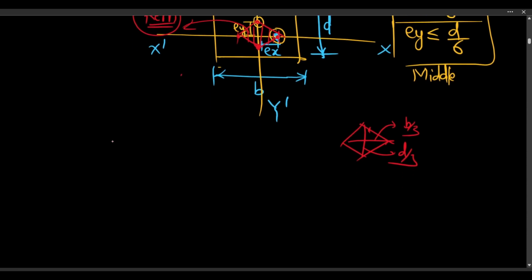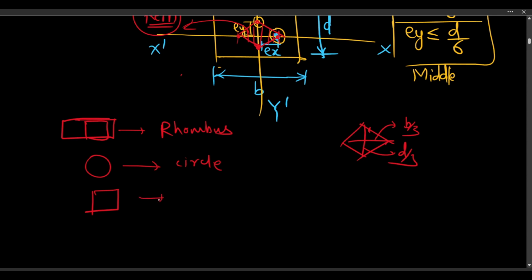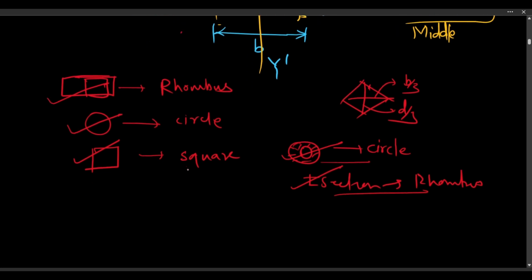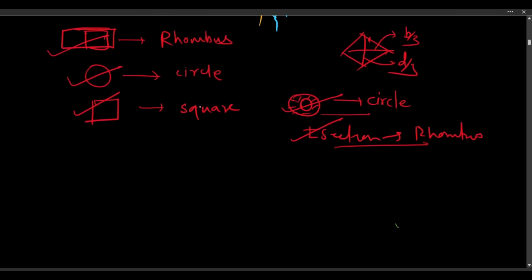If our column has a rectangular section, our kern is always a rhombus. For a rectangular column, our kern is a rhombus. For a circular column, our kern is a circle. For a square column, the kern would be a square. For a hollow circular column, our kern will be a circle itself. And for an I section, the kern would be a rhombus. So for rectangle, rhombus; circle, circle; square, square; hollow circle, circle; and I section, rhombus again. This is the shape of the kern.